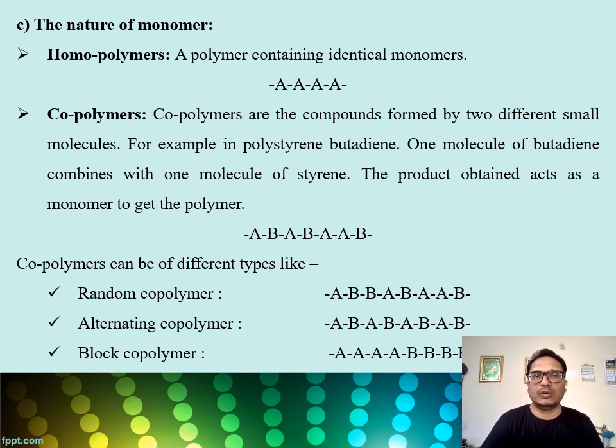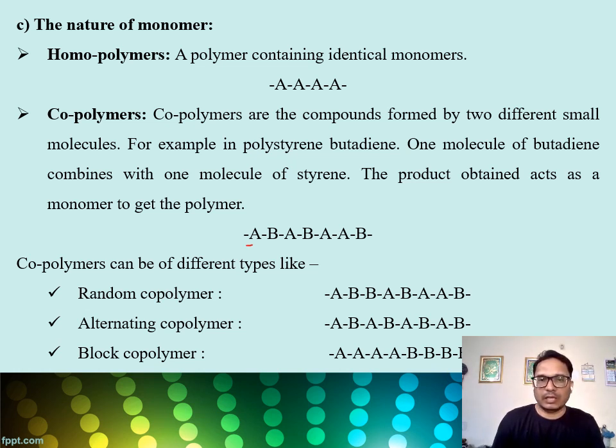Based on the nature of the monomers, the polymer can be a homopolymer, in which a polymer contains identical monomers. Whereas the second type is the copolymer, and the copolymers are the compounds formed by two different small molecules that are monomers. For example, in the polystyrene butadiene polymer, one molecule of butadiene combines with one molecule of styrene, and the product obtained acts as a monomer to get the polymer.